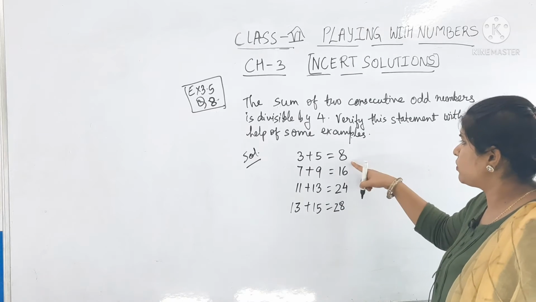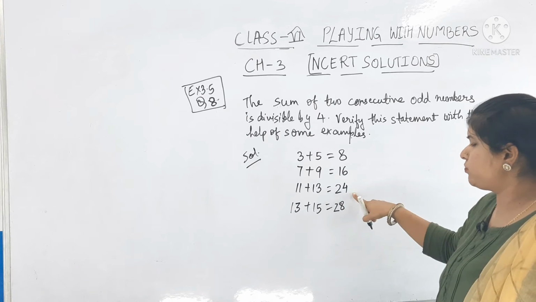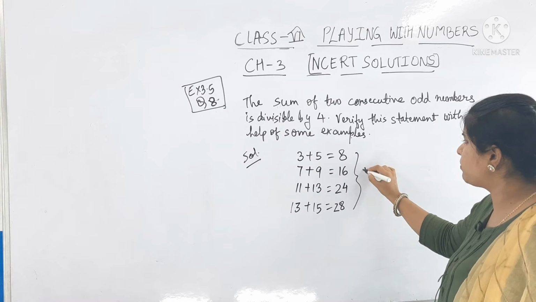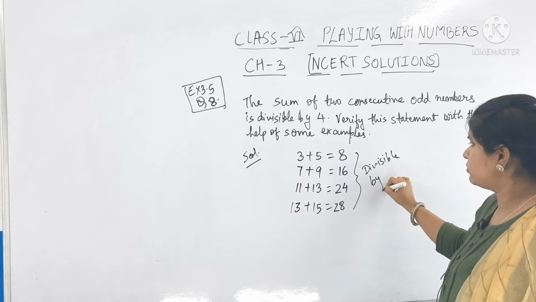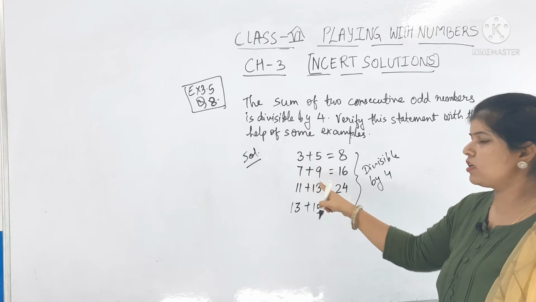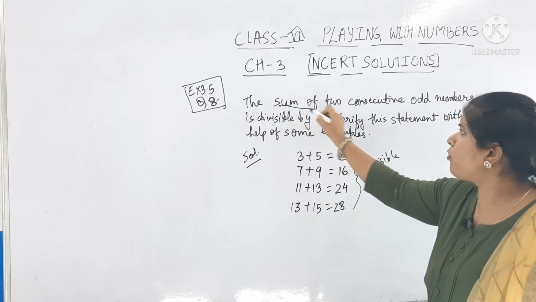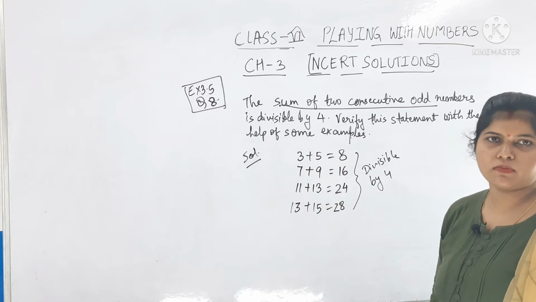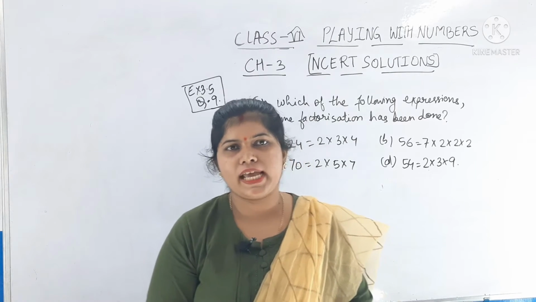Okay, so this is 4 2s are 8. This is 4 4s are 16. This is 4 6s are 24. This is 4 7s are 28. So all are divisible by 4. You can see that these are the consecutive odd numbers I had written. So the sum of two consecutive odd numbers is always divisible by 4. Okay students, let's come to the next question.